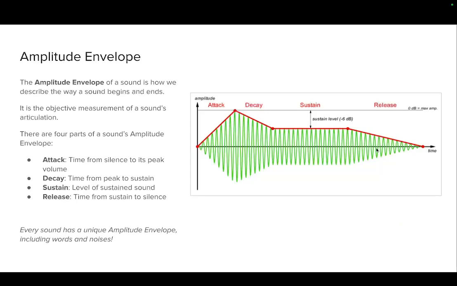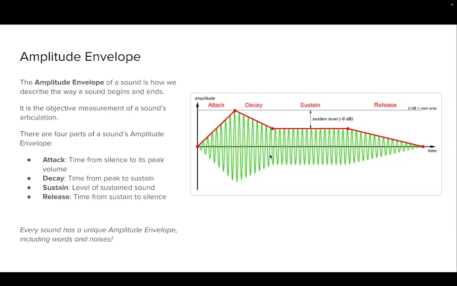Finally, this week, we need to understand the amplitude envelope. The amplitude envelope of a sound is how we describe the way a sound begins and ends. It is the objective measurement of a sound's articulation. When we play an instrument, we can play a note quickly, we can play it legato, staccato, all kinds of ways. An amplitude envelope shows us exactly the amount of time it takes for a sound to begin and end. It is useful for us to see in a waveform how a sound behaves.